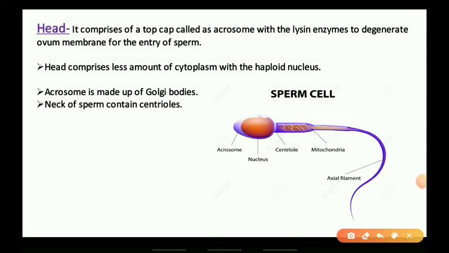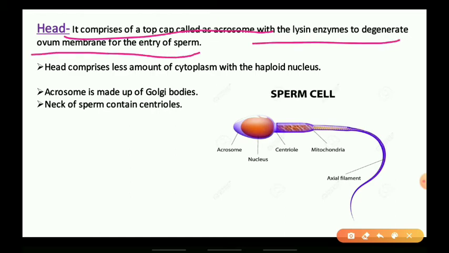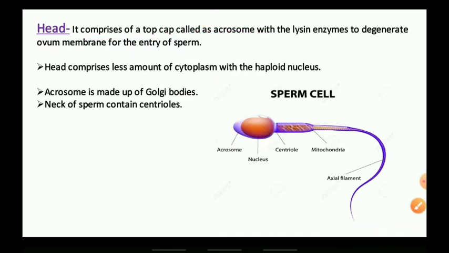Now, next let us talk about the head. It comprises a top cap called the acrosome with the lysine enzyme, and this lysine enzyme degenerates the ovum membrane for the entry of sperm. The head also comprises less cytoplasm, and due to less cytoplasm, it has a large haploid nucleus, because here the cytoplasm amount is less.